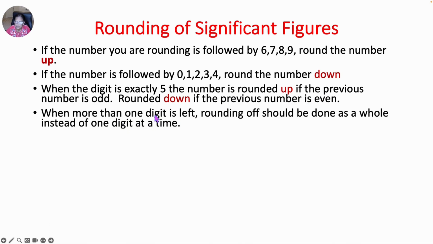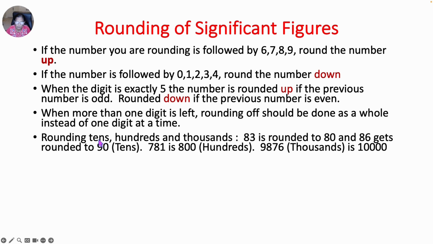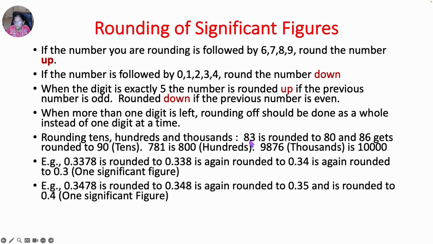When more than one digit is left, rounding off should be done as a whole instead of one digit at a time. Rounding of tens, hundreds, thousands: 83 is rounded to 80, this is tens. 86 gets rounded to 90, tens. 781 is rounded to 800 in hundreds. 9876 in thousands is rounded to 10,000.